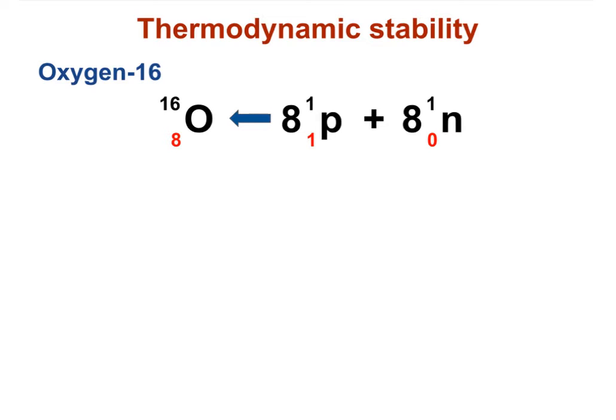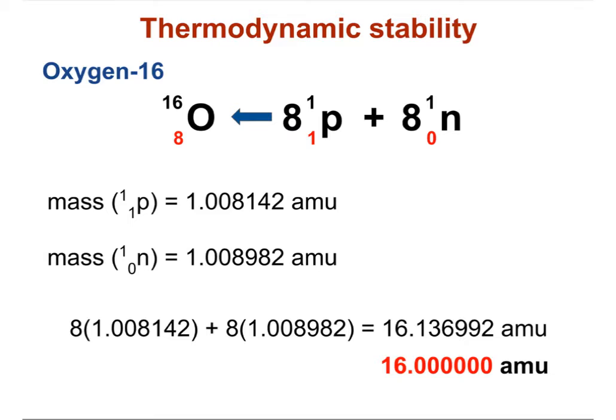To figure out the origin of energy released in the process of fusion, we need to talk about thermodynamic stability of an atom. Let's consider the isotope oxygen 16. The nucleus of this atom is made of 8 protons and 8 neutrons, and the mass of protons and neutrons make up the mass of this atom. Here are the masses of 1 proton and 1 neutron. Usually we round them up to 1 atomic mass unit, but for now let's be precise.